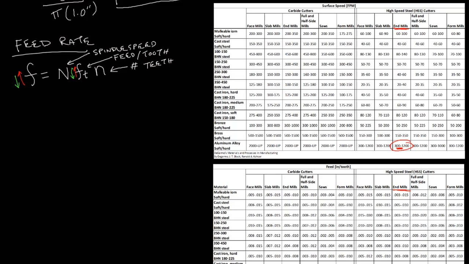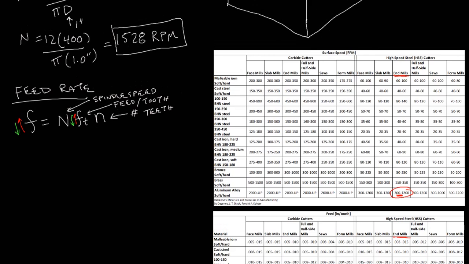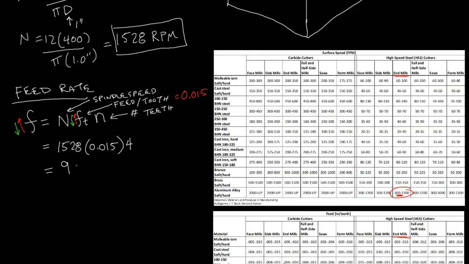So let's choose 0.015. This is the first time I've milled this, so I'd rather be conservative than go too fast. Feed per tooth is going to equal 0.015. So we take our spindle speed, 1528, times 0.015, times 4 for the number of teeth that we have. And so we can go pretty quick, actually. That's 91.8 inches per minute.